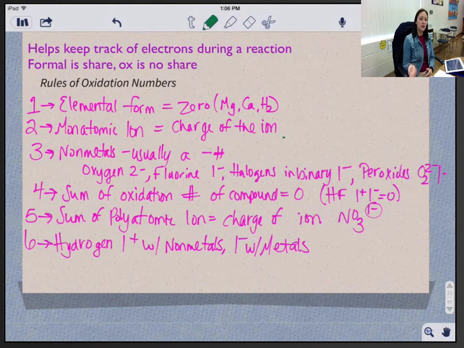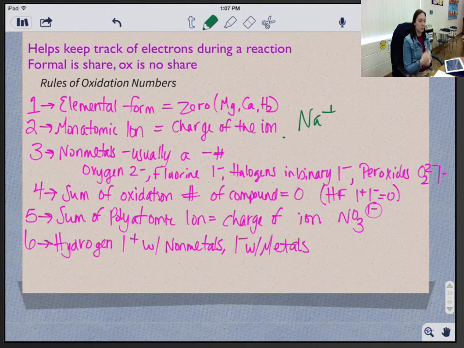Okay, so number one, if it's in its elemental form, its oxidation number is 0. So if you see an Mg, a Ca, H2, Na, anything like that, that oxidation number or charge is 0. Rule 2, if you have a monatomic ion, that's just the charge of the ion. So if you have something like Na+, what's the oxidation number of Na+? Well, it's just 1+. If you had something that's a 2 negative, the oxidation number would just be a 2 negative.